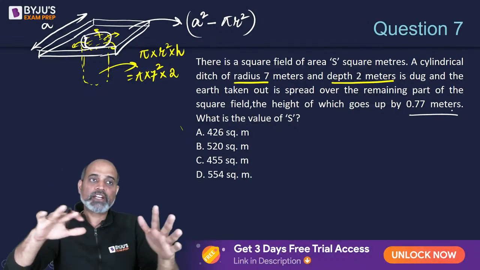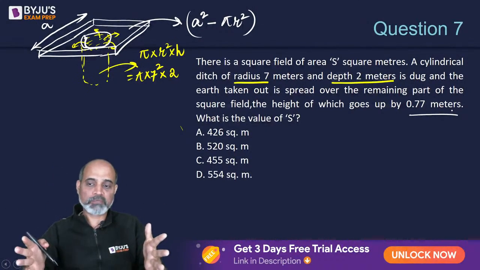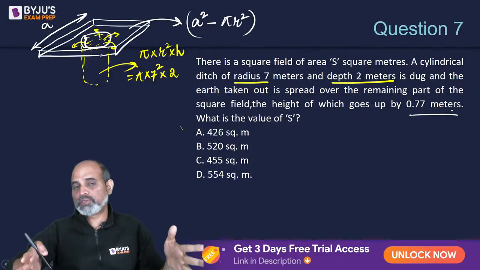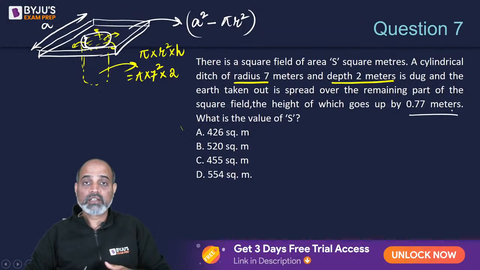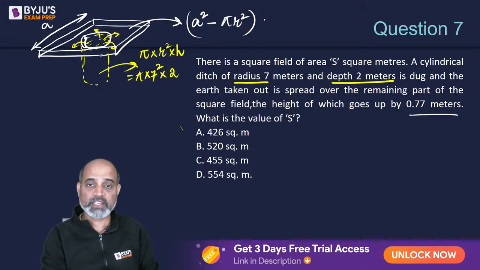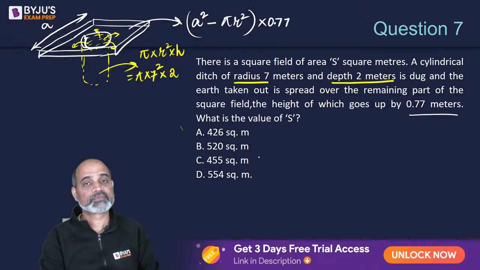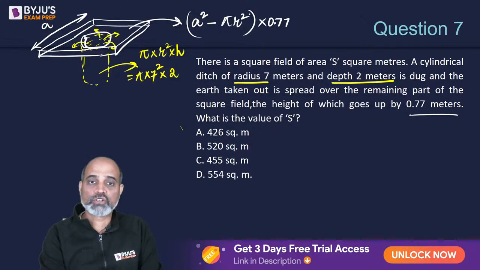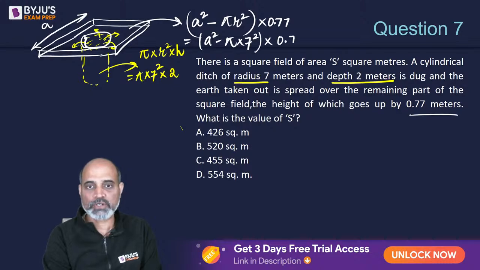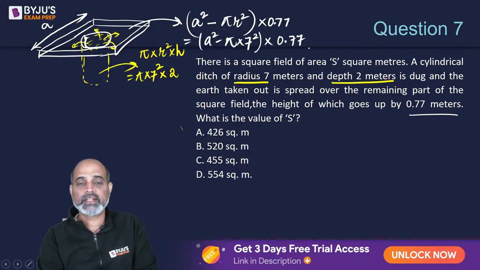In order to calculate a volume of something which is not slant but completely perpendicular to the surface, you calculate the area and then you see how much height it has increased to. So the height has been increased to this 0.77. So they both should be same, right? So the only thing that we are not aware of here is A. Everything else is known. Radius is given as 7 and this is given as 0.77, right?